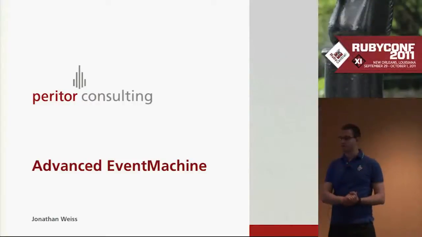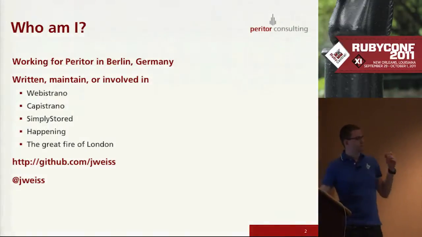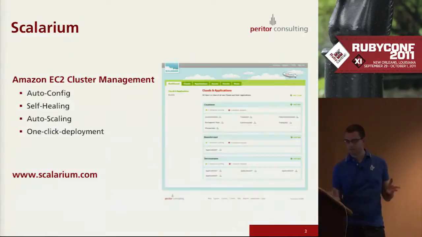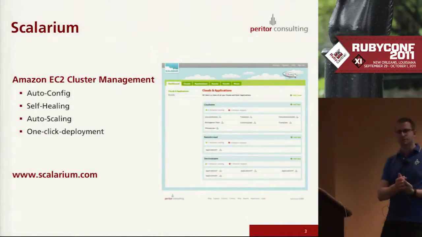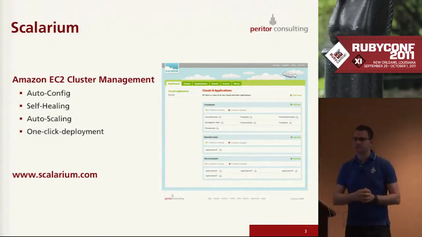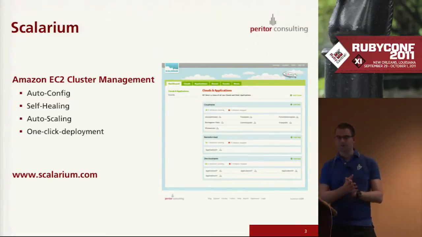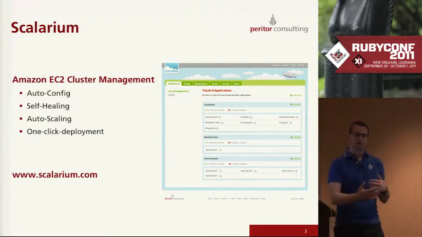So welcome to my talk about advanced EventMachine. I'm from Berlin, Germany. We do a lot of work around deployment and scaling because we work on Scalarium, which is an Amazon EC2 cluster management solution where we handle lots of connections and manage thousands of machines. This is the way we discovered EventMachine and started to use it.